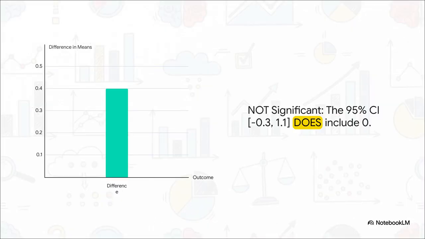Okay, but now look at this one. The difference is 0.4, but the confidence interval goes all the way from negative 0.3 up to positive 1.1. So since this range crosses right over and includes the number 0, it means that no difference is a totally plausible outcome. So, this result is not statistically significant.